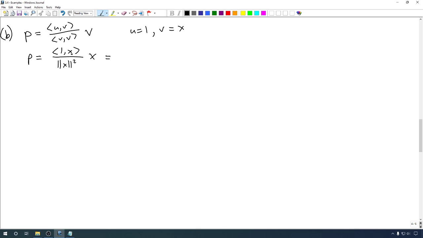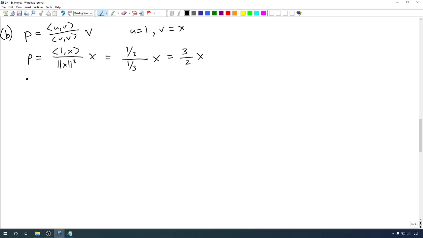We saw that the inner product of 1 and x was 1/2. Our norm of x was 1 over the root 3, but since we're squaring it, it's just going to be 1 over 3. And then we multiply that to x. Of course, we can go ahead and simplify that. 1/2 divided by 1/3 is 3/2. So that's our projection. Our projection onto x of 1 is 3/2 of x.